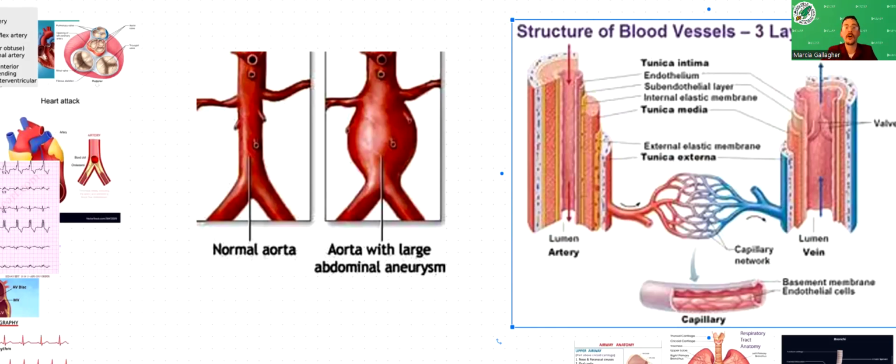But unless you fall on a table with a surgeon that is already ready to perform the surgery, if one of these bursts, you have almost 100% likelihood of mortality. So these are very, very, very, very bad situations.